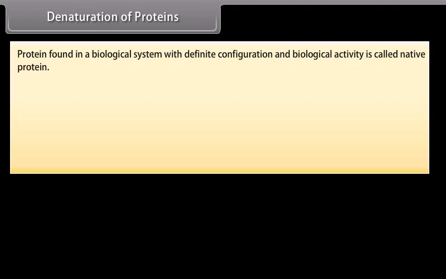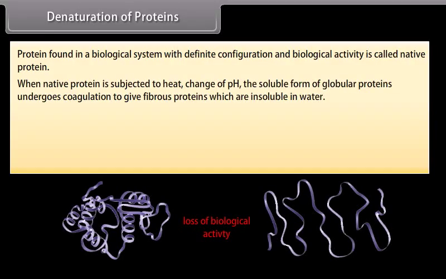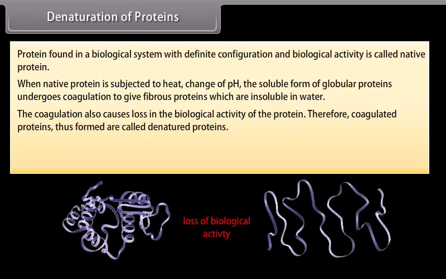Denaturation of proteins. A protein found in a biological system with definite configuration and biological activity is called a native protein. When native protein is subjected to heat or change of pH, the soluble form of globular proteins undergoes coagulation to give fibrous proteins which are insoluble in water. The coagulation also causes loss in the biological activity of the protein. Therefore, coagulated proteins thus formed are called denatured proteins.